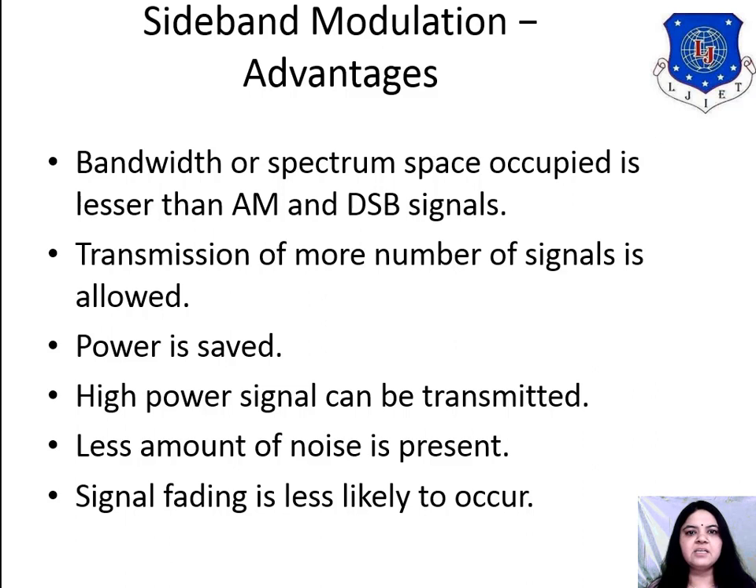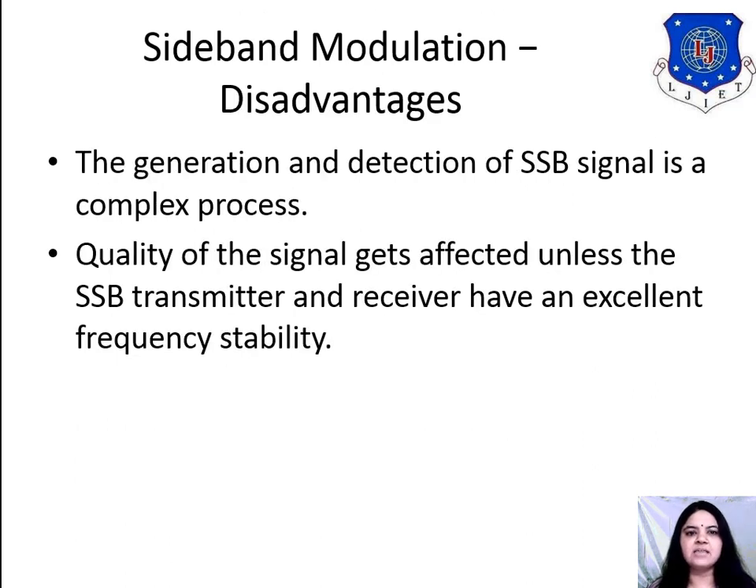The disadvantage of the single sideband modulation is that generation and detection of the SSB signal is a complex process, and sometimes the quality can also be affected unless the SSB transmitter and the receiver have an excellent frequency stability.